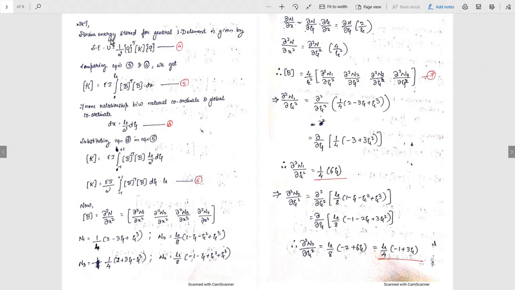Next, the strain energy stored for a general 1D element is given by the general strain energy equation, which we know as half of k x square. If I take x as q and write it in matrix form, this is how you write it. We have already used this expression in the previous derivations. So half q transpose k into q. Let me call this equation 4.